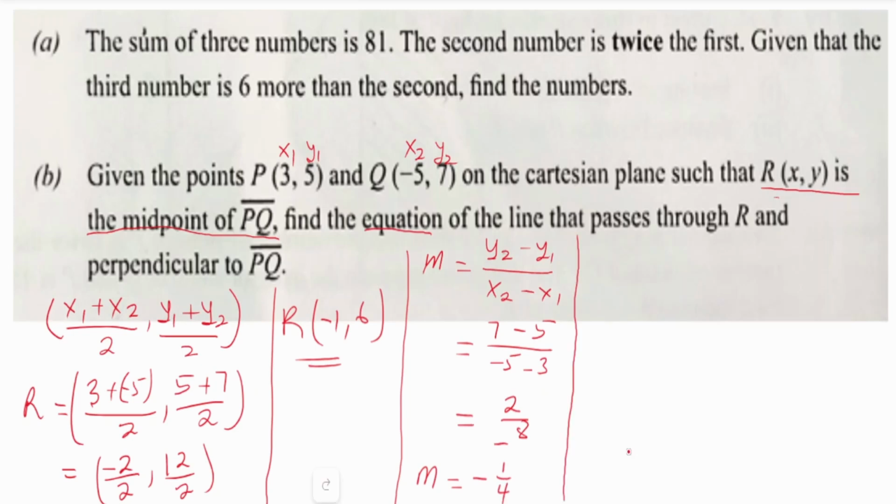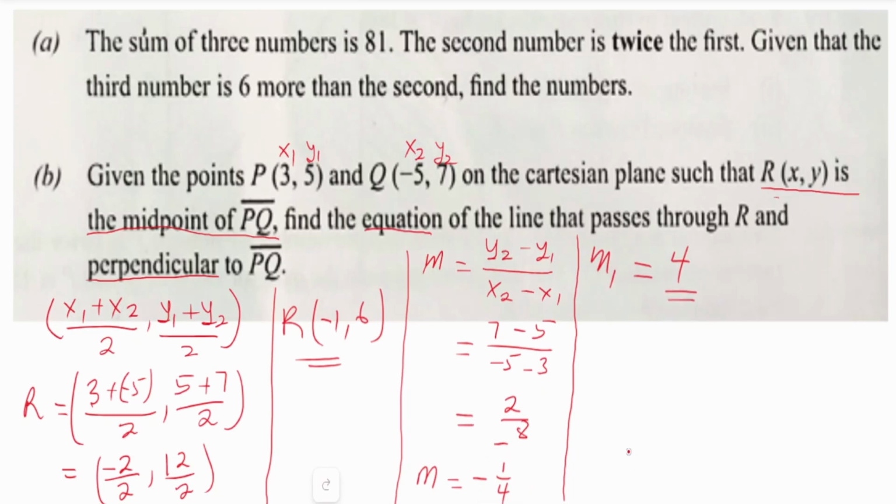And since the two lines are perpendicular, then as I said earlier, the gradient of the new line, which we might want to call m1, will be equal to the negative reciprocal of this, which will be 4. Or in other words, what number are we going to use to multiply -1 over 4 to give us -1? That is just what you're looking for, and that is 4.